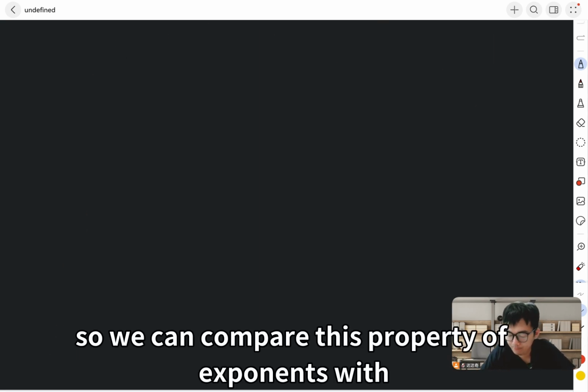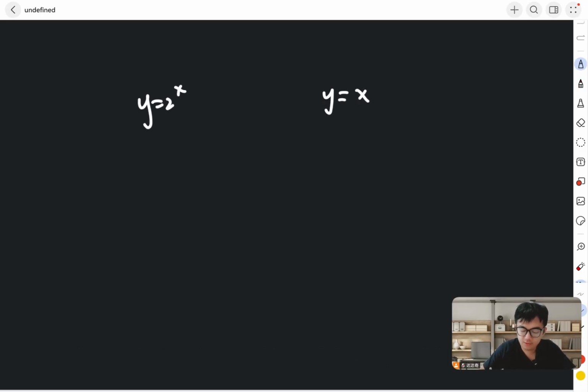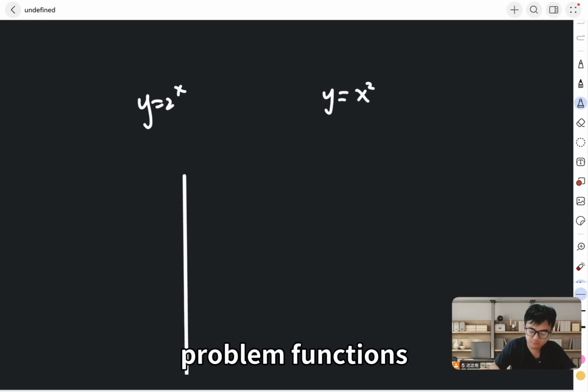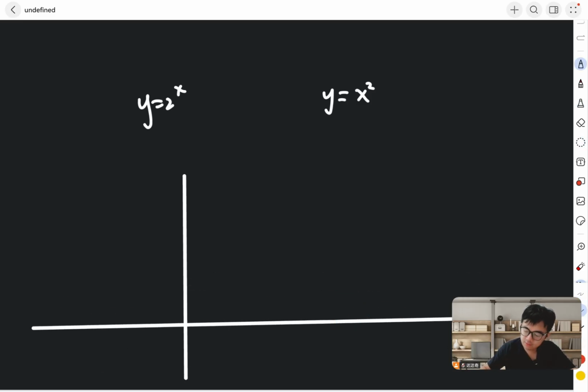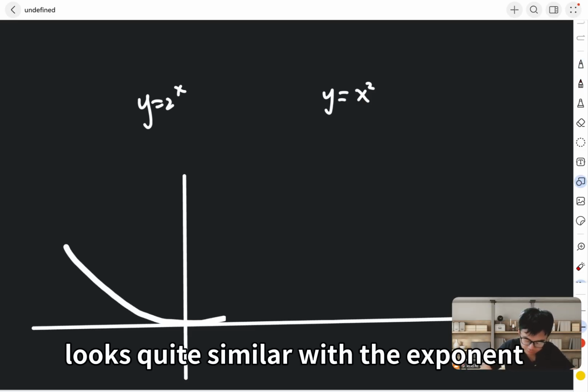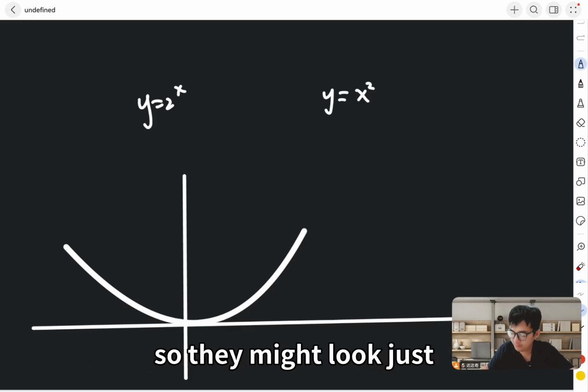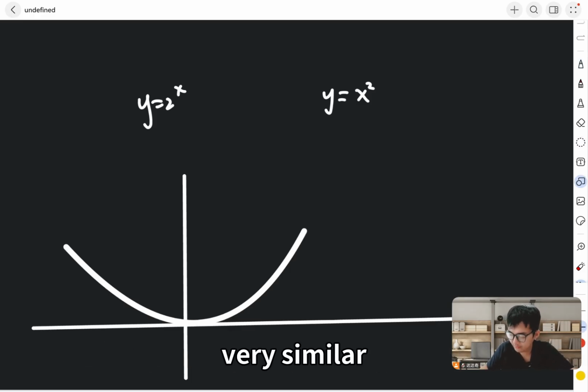So we can compare this property of exponentials with parabola functions. If you use your computer to simulate it, in the very beginning, the parabola might look quite similar to the exponential in its increasing power. So they might look very similar.